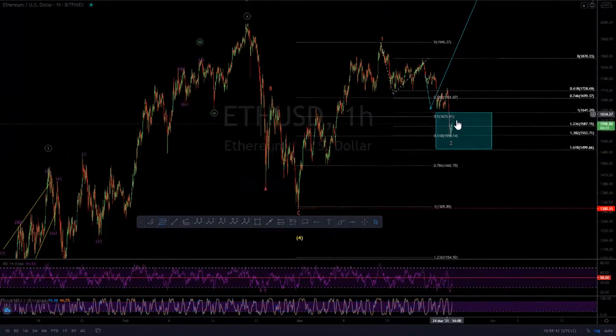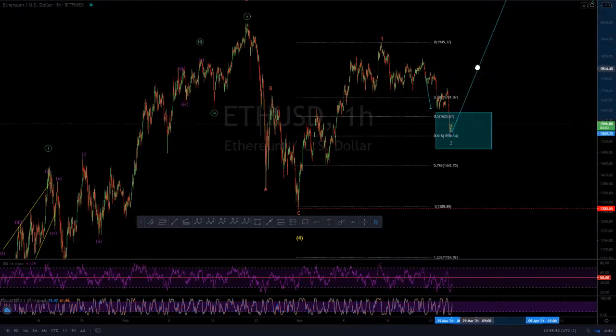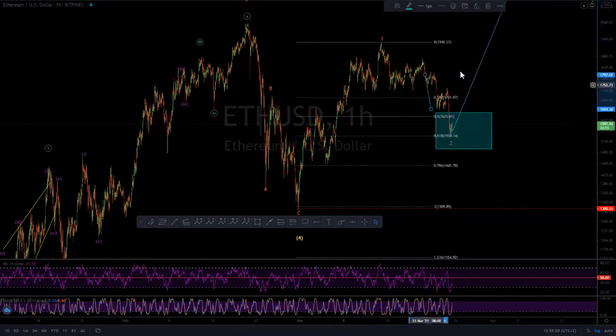Other than Bitcoin, you might like to execute a trade on this one here. There was a confluence of this 50-61.8 area with this blue box area here as well. So I'm expecting that we start to get this move to the upside here on Ethereum. So I'll just update this one here. I will just update it after the webinar.